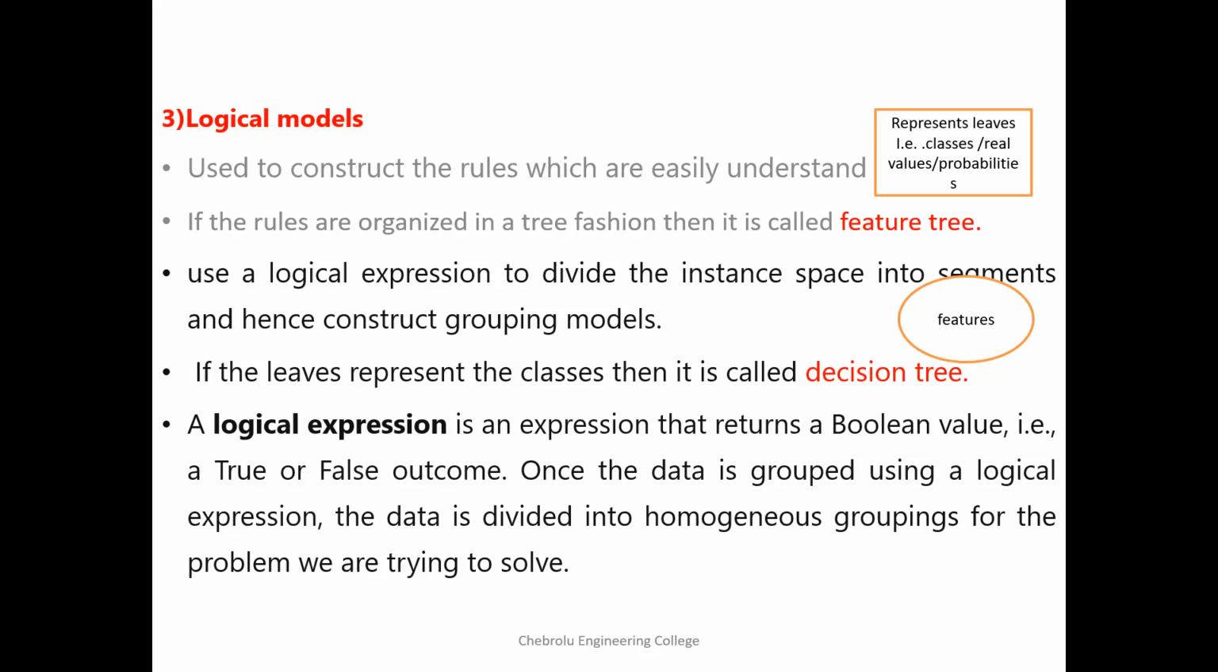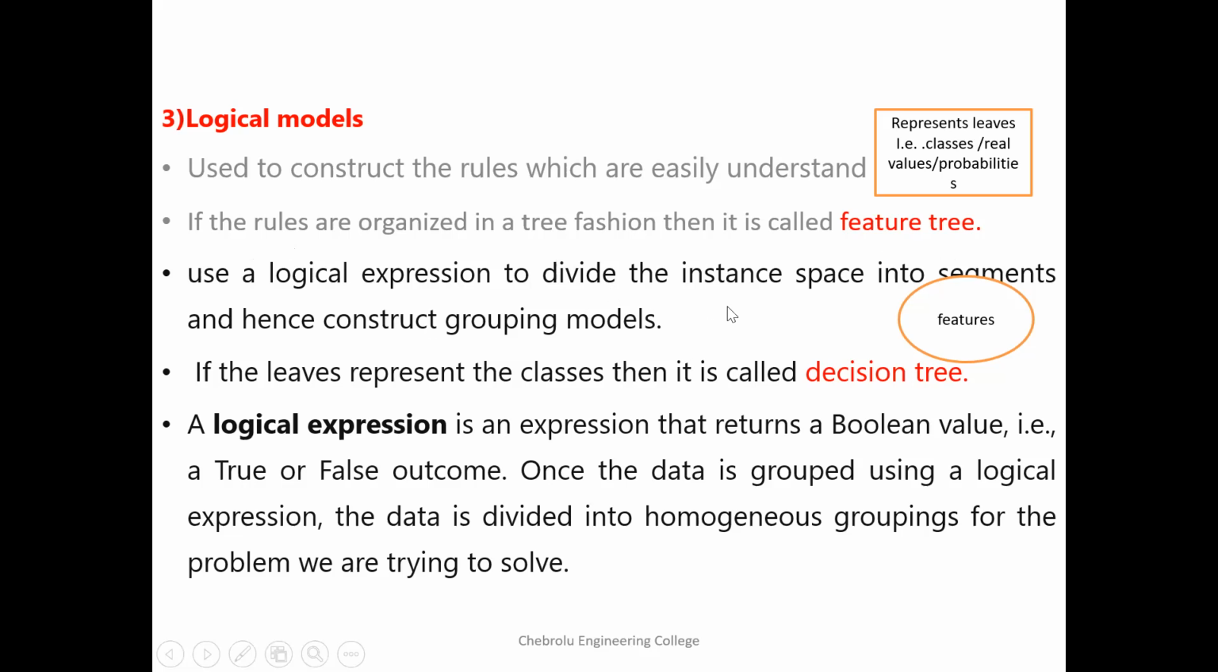If the number of leaves of a particular staff member is equal to 12, then there is no loss of pay. Otherwise, there is a loss of pay. These types of rules are called logical models. And here we represent this with the feature tree. If the rules are organized in a tree fashion, then it is called a feature tree.